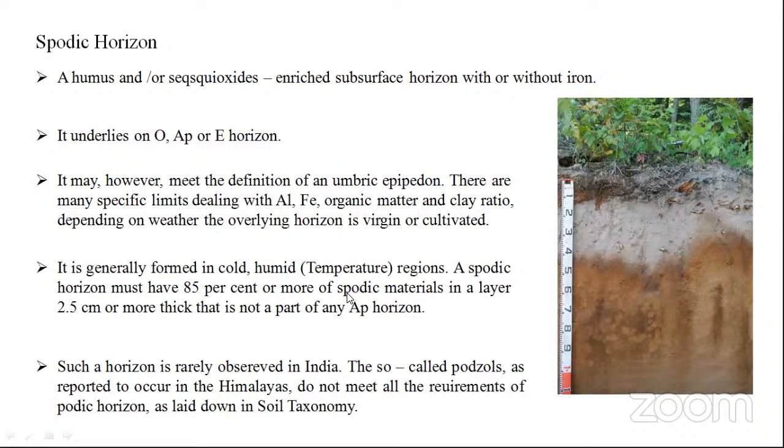Mostly this horizon is very rarely observed in India. The so-called podzols are reported mostly in the Himalayas. Podzols means podzolization. It requires spodic horizons laid down under the soil layers. So due to the spodic characteristics only, we will recognize this horizon.